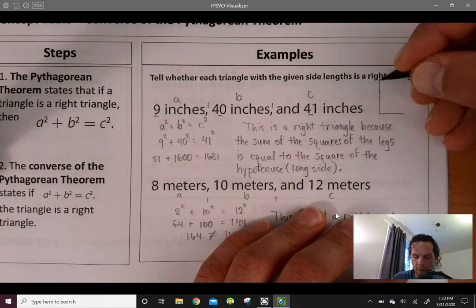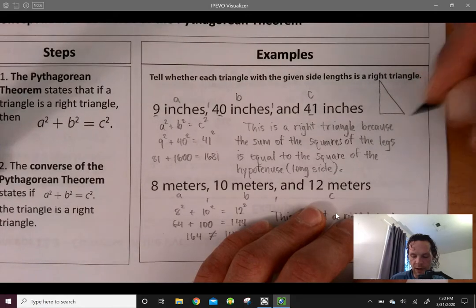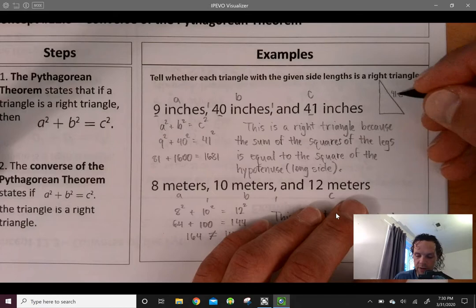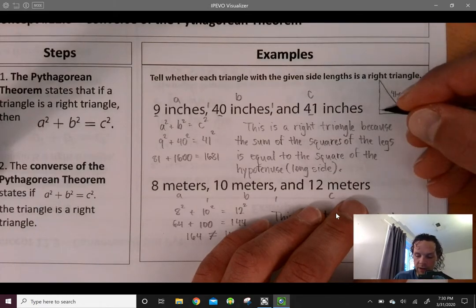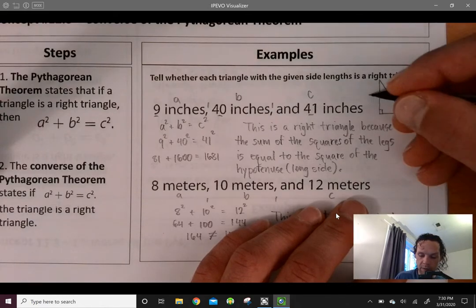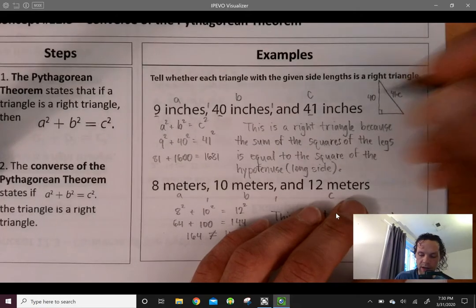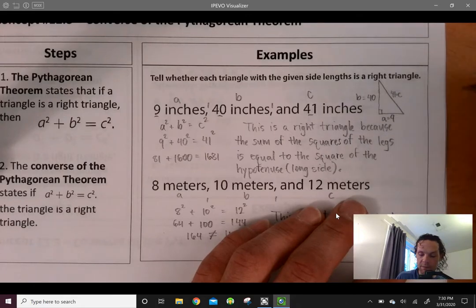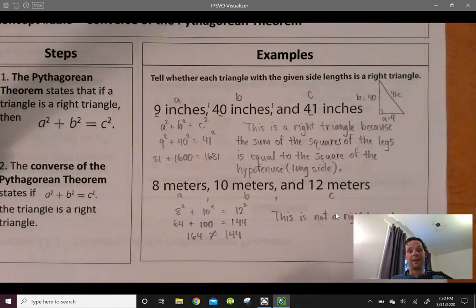Well, definitely not to scale, but 41 is your long side, or C, and that's opposite of your right angle right there. And here's another side. That's B or A, doesn't really matter. And then A is equal to 9. Okay, and that's what that one looks like.